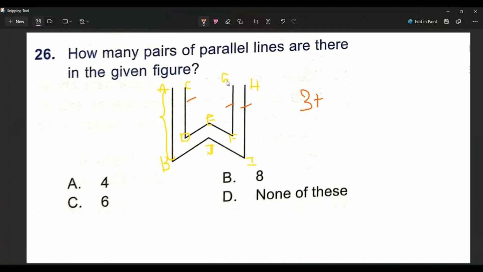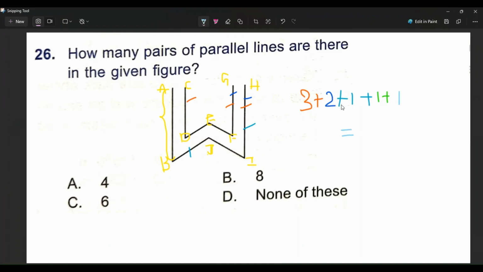In the same way, for CD, how many parallel lines are there? 1, 2. So 2 parallel lines are there for C and D. For G and F, how many parallel lines are there? 1 parallel line is there. So plus 1. In the same way, for D and E, how many parallel lines are there? 1 is there. So plus 1. And for EF, how many parallel lines are there, children? J and I. So plus 1.